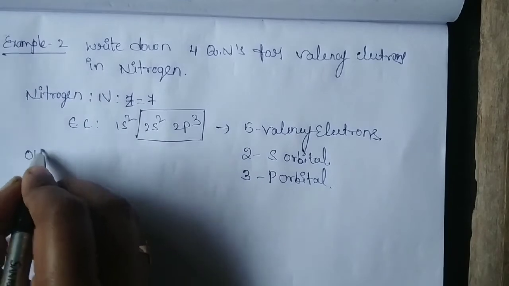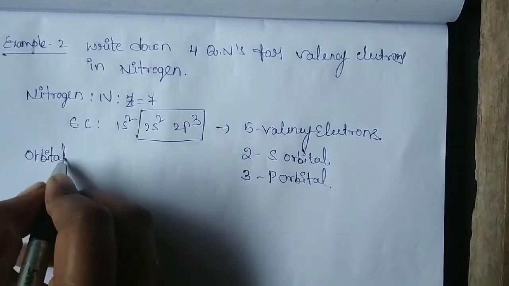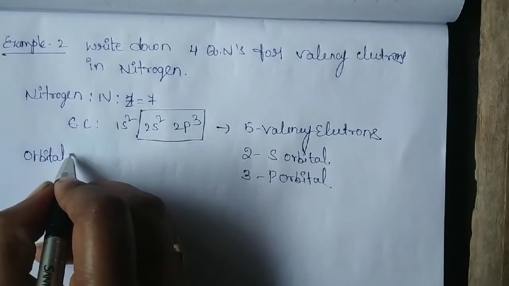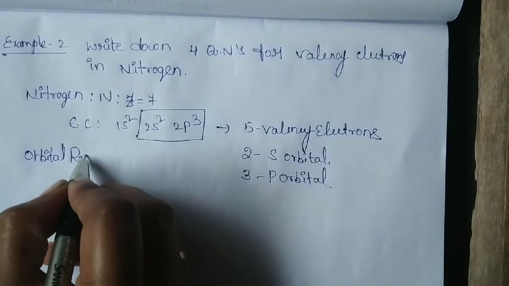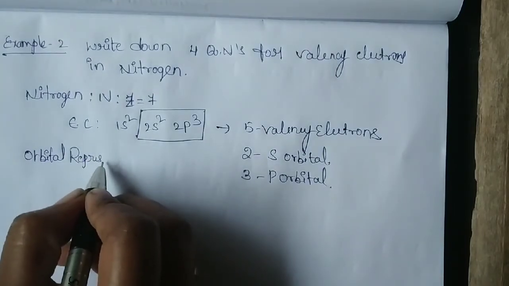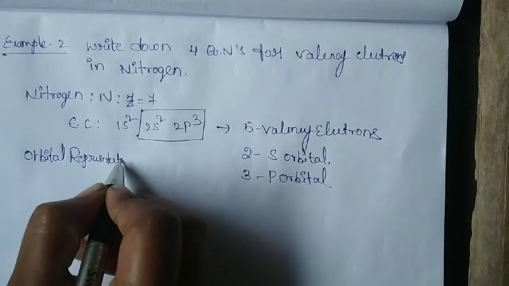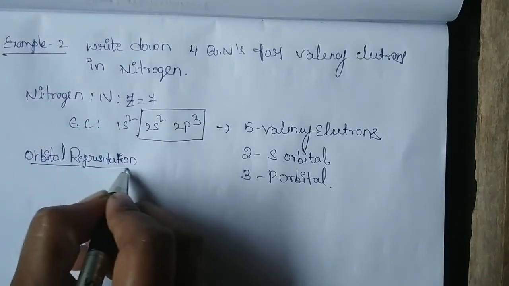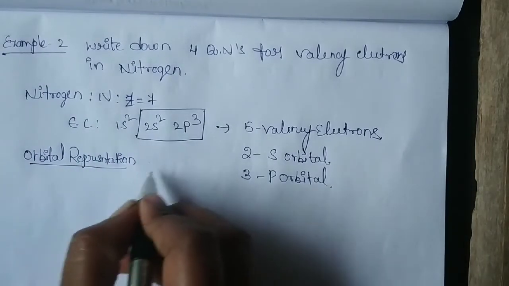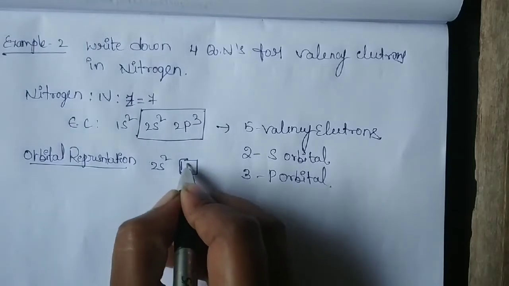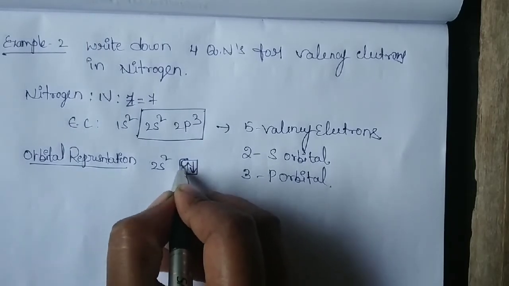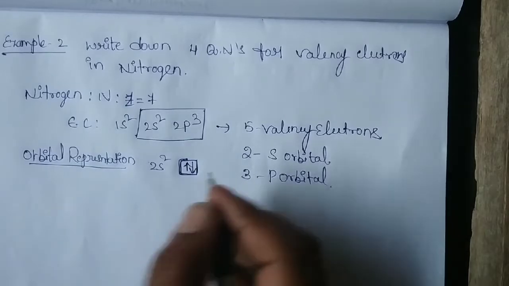Now we see the orbital representation for the 2s2 configuration. In 2s2, s has a single orbital. It is represented with a single box. The 2 electrons are represented with one upward arrow and another downward arrow. That is the clockwise direction and anti-clockwise direction of the electron rotation on its own axis.